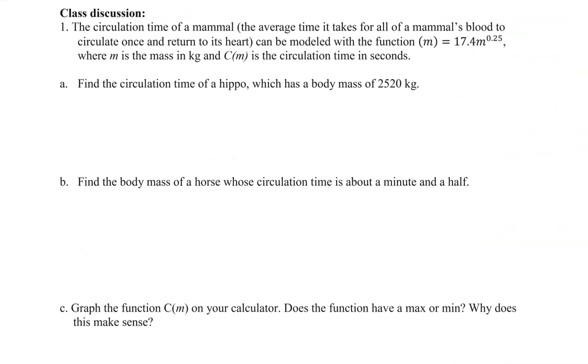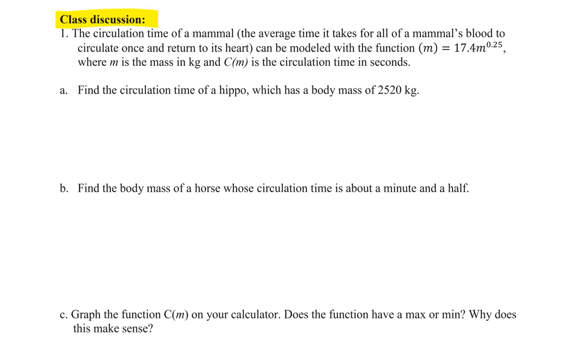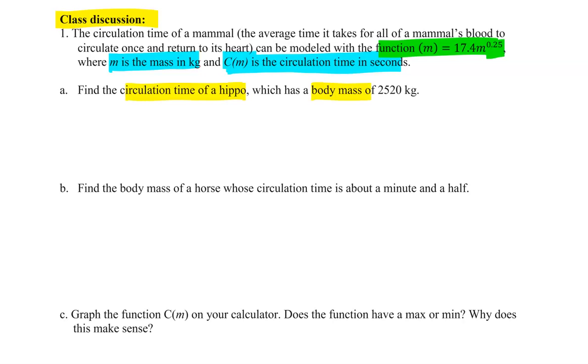Okay, now let's start with our class discussion. The circulation time of a mammal, that is the average time it takes for all of a mammal's blood to circulate once and return to its heart, can be modeled with the function C of m equals 17.4 m raised to 0.25, where m is the mass in kilograms and C of m is the circulation time in seconds. Letter A, find the circulation time of a hippo which has a body mass of 2,520 kilograms.